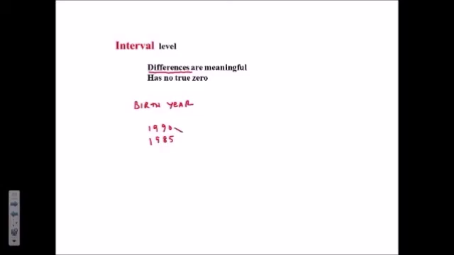If I subtracted, the difference is the answer you get when you subtract: 1990 minus 1985 is 5 years. Does that mean anything? Is that meaningful? Yes, there's a 5-year difference between those 2 years. So if a person was born in 1985, they're going to be 5 years older than a person born in 1990. So this is meaningful. So differences are meaningful. So you can calculate certain kinds of averages like means.